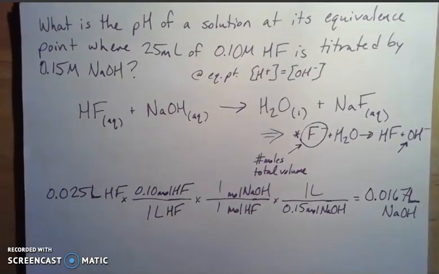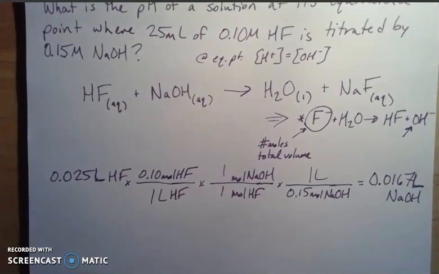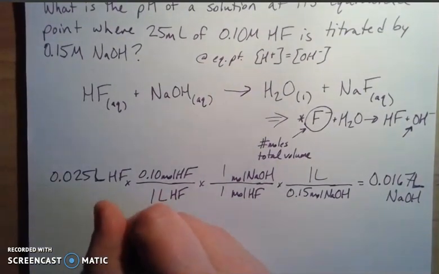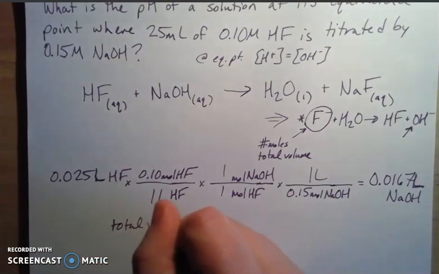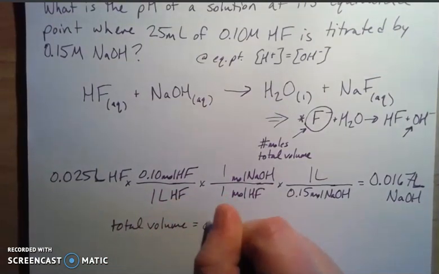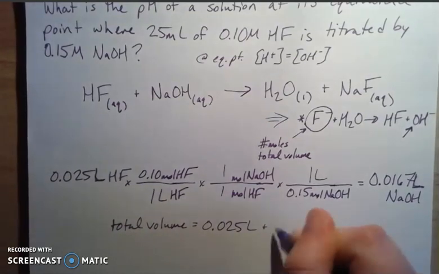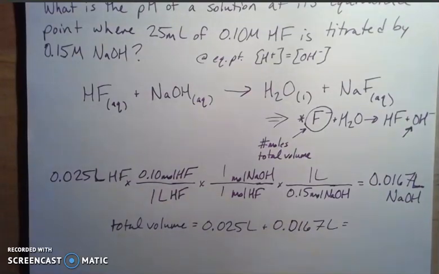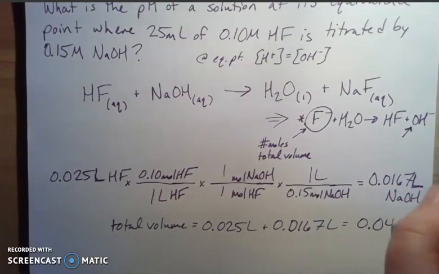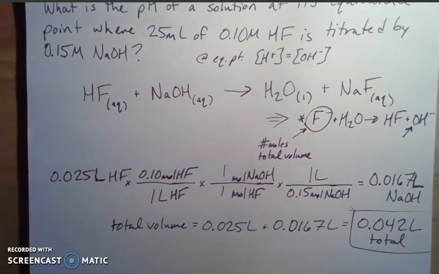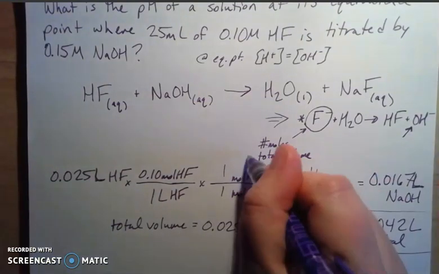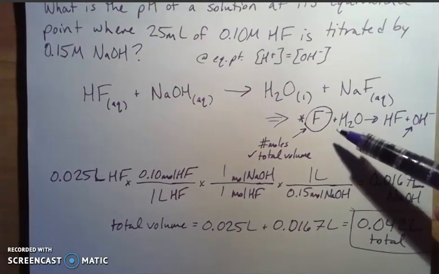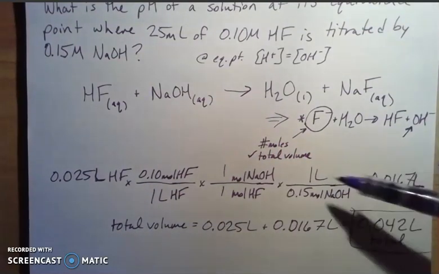So in order to get that total volume, I need to add that number of liters with my number of liters of hydrofluoric. And then I'll round here to my 2 sig figs. All right, so my total amount of solution is 42 milliliters. So that gives me this, because I'm still trying to find the concentration of my fluoride ion. Okay, so I have the total volume.